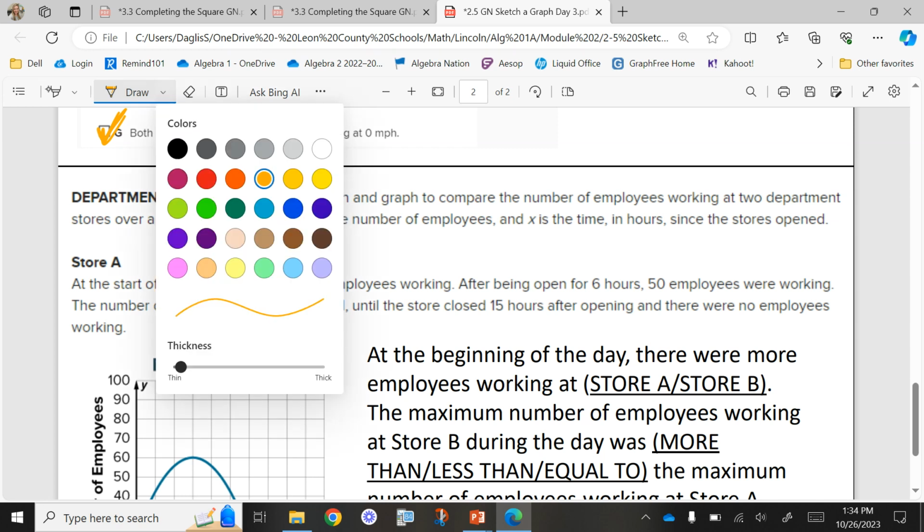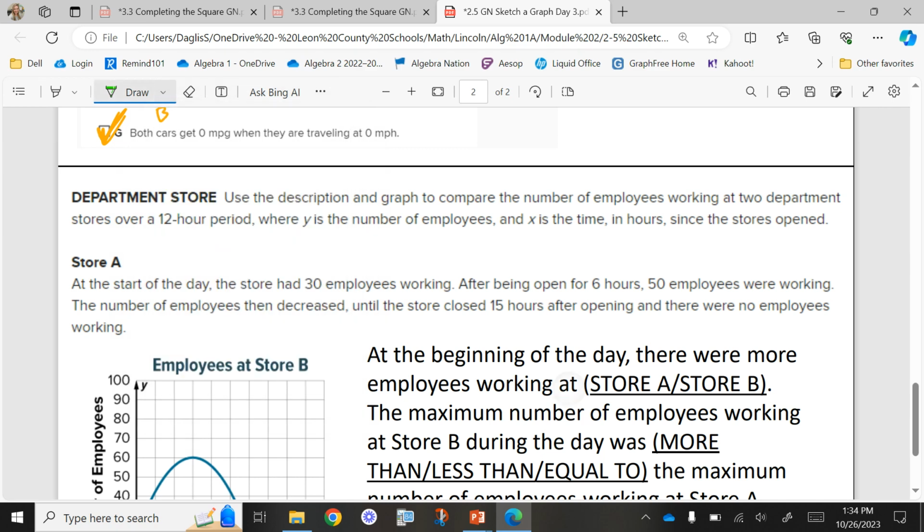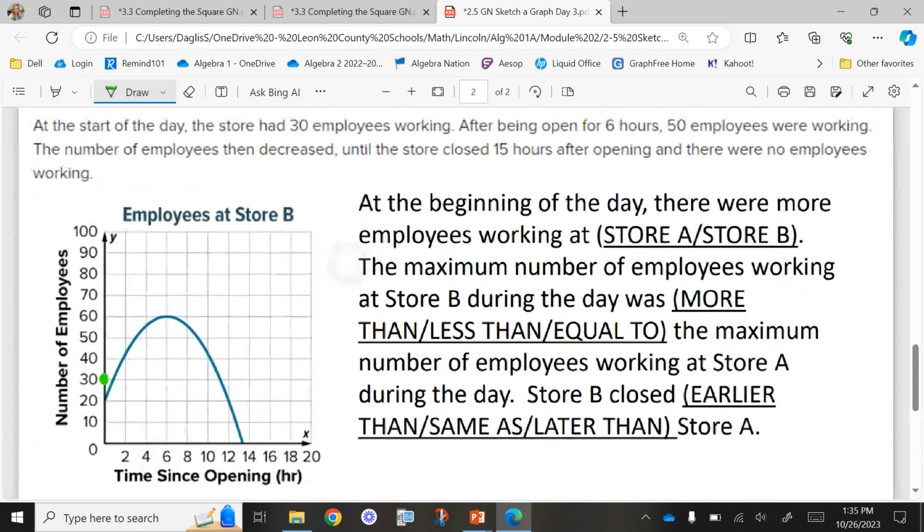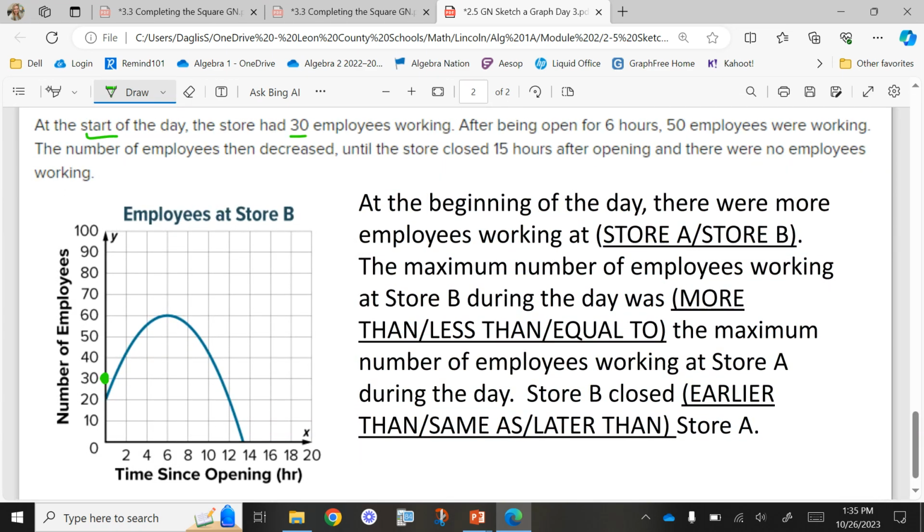Okay, so let's put this on my graph. Y'all know I gotta see it. So my graph shows store B. I want to put store A on the same graph. At the start of the day, the store had 30 employees working. So at the start, I should have a y-intercept of 30. We are starting at 30. So we're going to start right there.